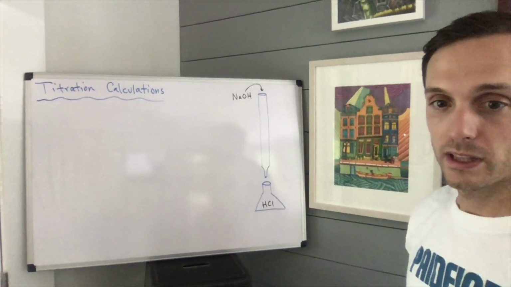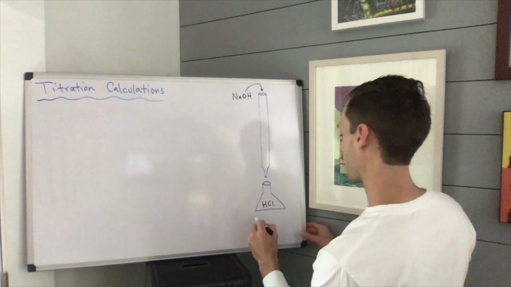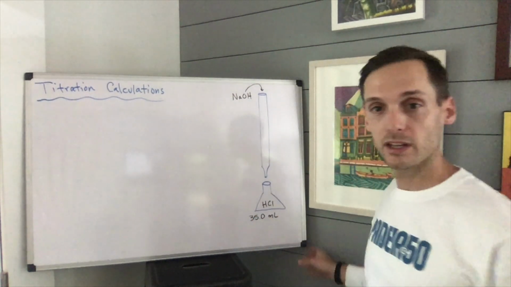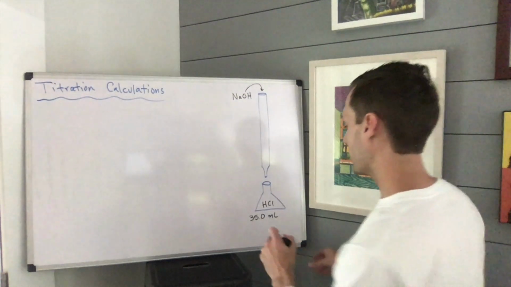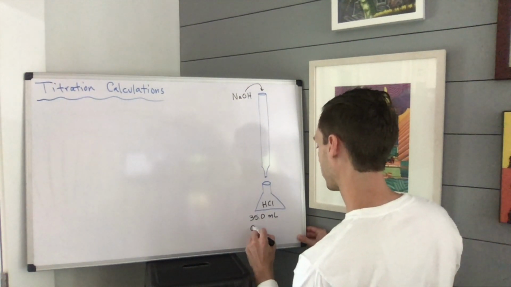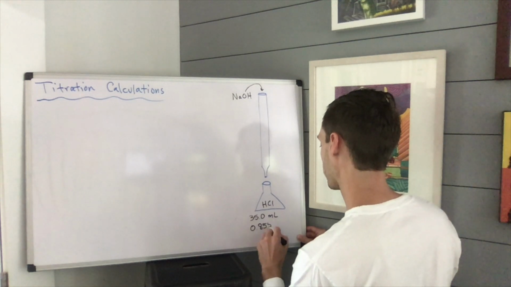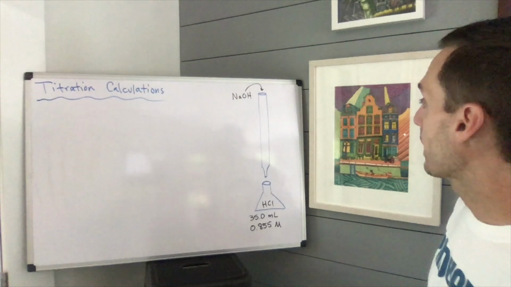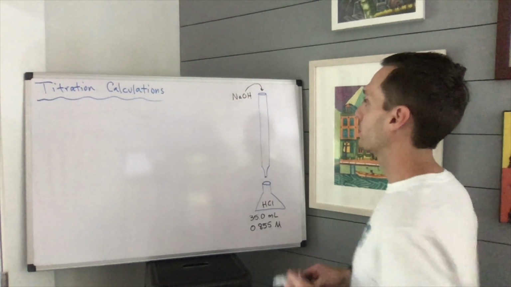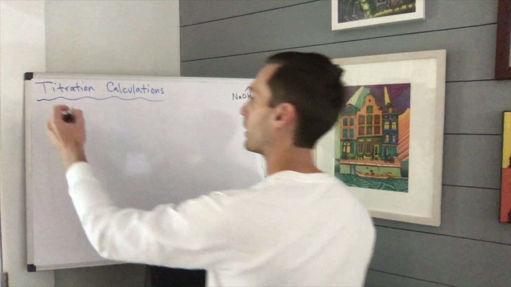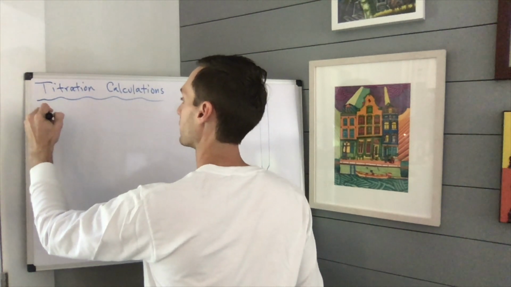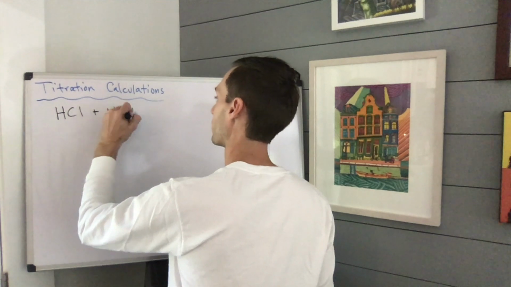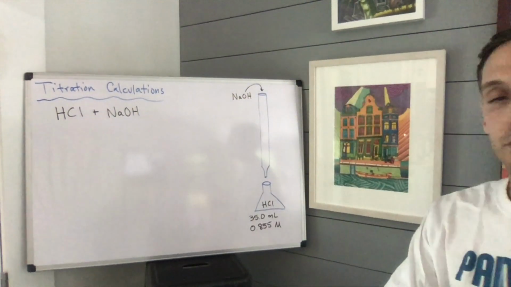Okay, so let's just say we have 35.0 milliliters of HCl, and we know that it has a molarity of 0.855 molar. Okay, and then we're going to fill up this burette with sodium hydroxide. So let's write the chemical reaction that is going on in this titration. So we have hydrochloric acid and sodium hydroxide.